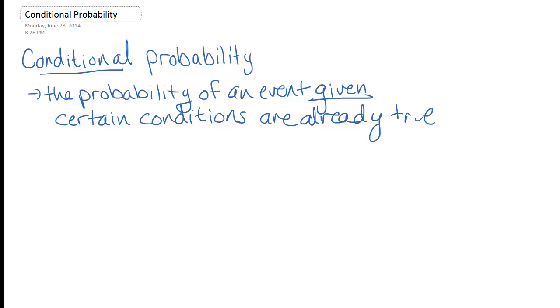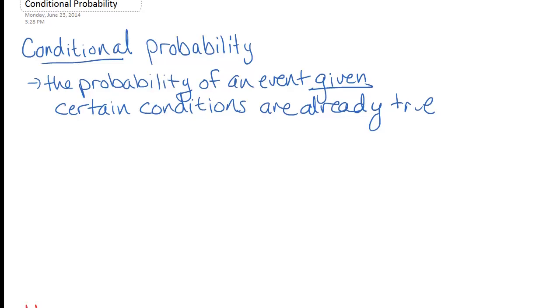In this video, we're going to talk about conditional probability. So conditional probability means that we're trying to find the probability of an event given certain conditions are already true. So this is the conditional part, right? We know something has already happened or already is going to happen, and what's the probability of the follow-up event.